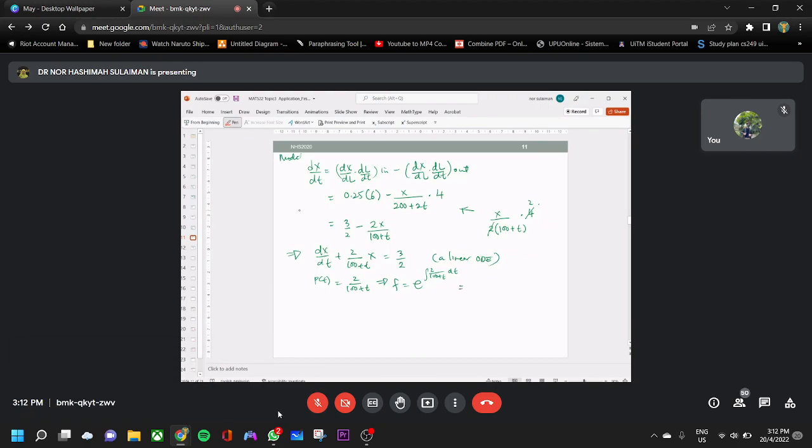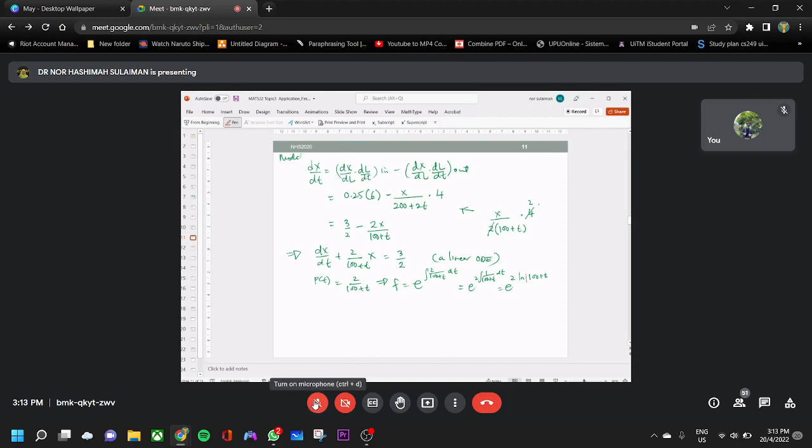So here, you can actually take out the 2, isn't it? Yes. If you take out the 2, dia akan jadi apa? I'm doing it step by step. Nampak tak coefficient of T is 1 kan? So maknanya senang nak cari dia punya. So this is 2 log what? 100 plus T. Okay.